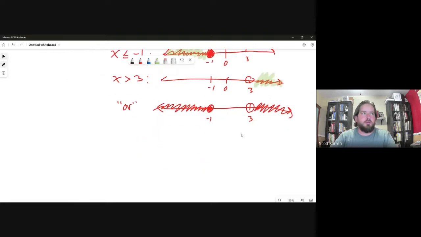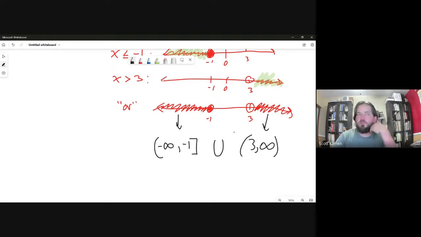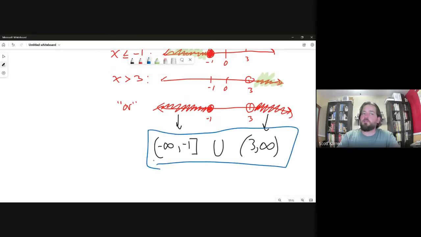And this is where I'm going to write this as a union of two sets. This first one is -infinity to -1 with a bracket and a parenthesis around infinity. This other one is from 3 to infinity, parentheses on both sides, and then you just tap a union symbol between the two, and that is your final solution in interval form.